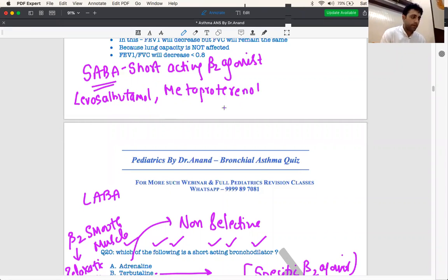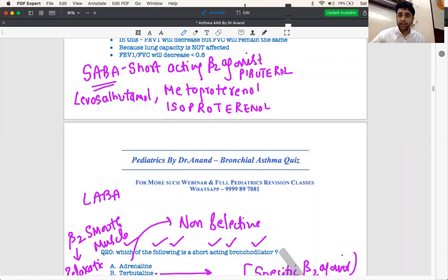Then we have metaproterenol. Then we have isoproterenol, and terbutaline already covered. Are you understanding? So adrenaline, terbutaline, salbutamol, levosalbutamol, metaproterenol. One more is there, pirbuterol, and isoproterenol. These all are short-acting beta-2 agonists.